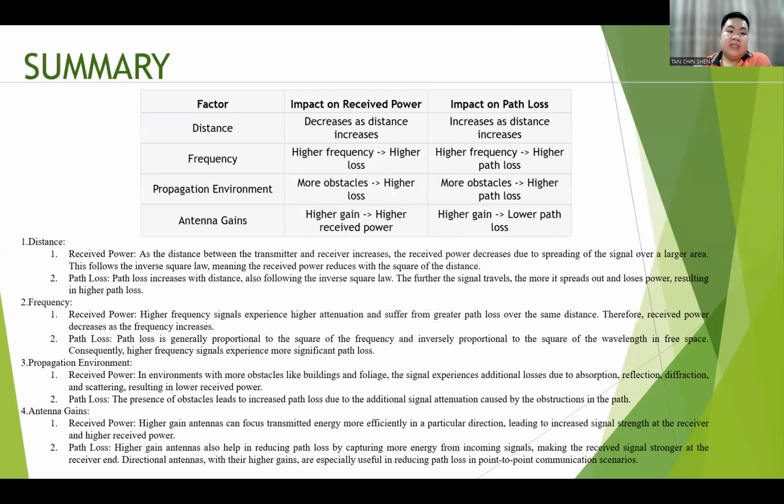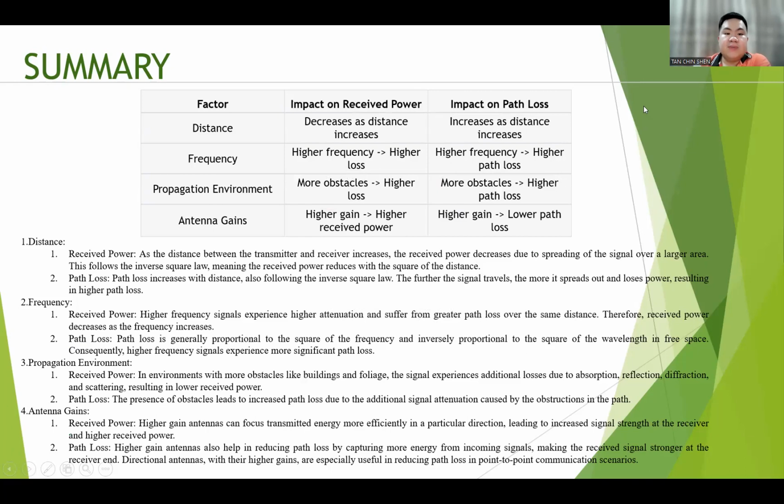Okay, so in summary, I have made a table of the different factors which can impact the receive power and path loss. Okay, so there are 4 factors. First one is distance, second frequency, then the third one propagation environment, and the antenna gains. So in the table, we can easily see the impact of distance on receive power and on path loss. If the distance is increased, then the receive power will decrease. And for the path loss, if the distance increases, the path loss will likewise increase.